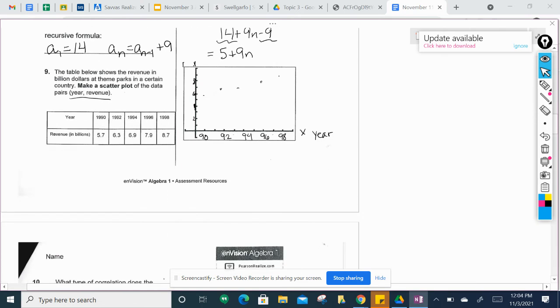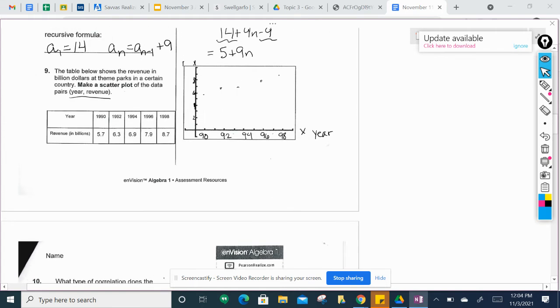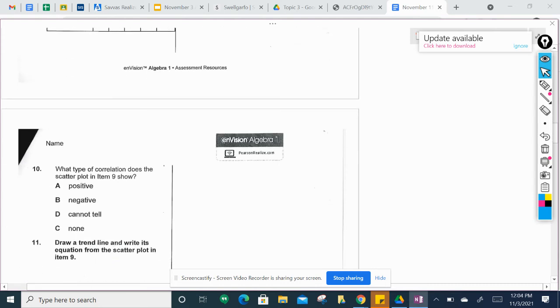Moving on to question 10 then, it says, what type of correlation does this scatter plot in item 9 show? So if I come back and look at it, I'm either looking for a correlation or an association of positive, negative, or not associated. In this case, it looks like I could draw a positive line or a line with a positive slope. So I'm going to say that this is a positive correlation or association.